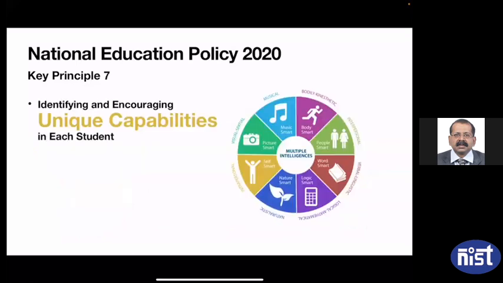Then it also talks about identifying unique capabilities in each student. And it says that it's not just a focus on studies, as we call it, on subjects, but also talks about arts, talks about sports in schools. So all these have to be integrated in the school curriculum, and things like verbal and linguistic skills have to be encouraged not only at the school level, but also at the higher education level. Skills on how to use computers for basic things will start at the school.